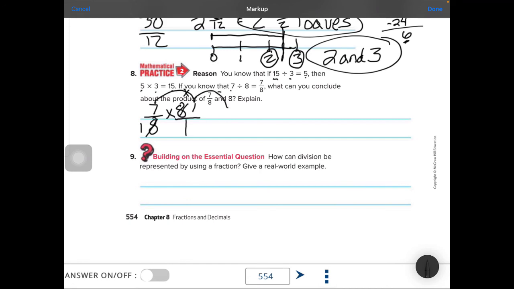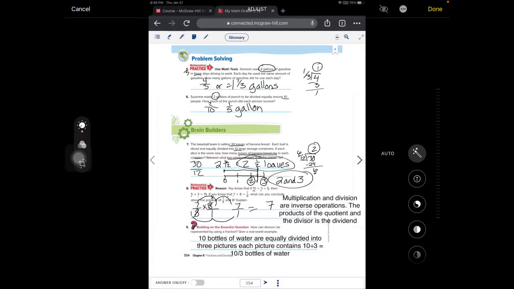So 7 times 1 is 7. 1 times 1 is 1. And 7 over 1 is the same as saying 7. So our answer here is 7. And they want to have you explain it. So you can say that multiplication and division are inverse operations. The product of the quotient and the divisor is the dividend. Okay, there you go.